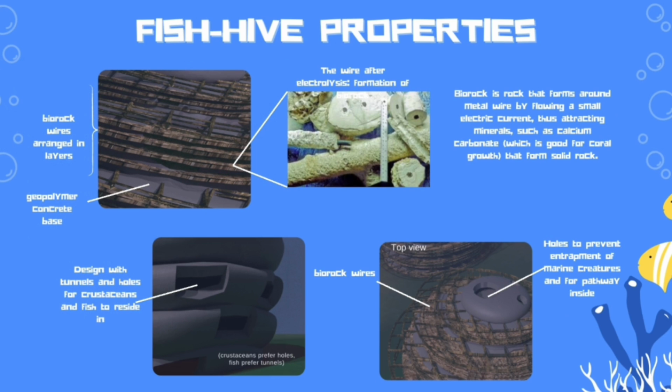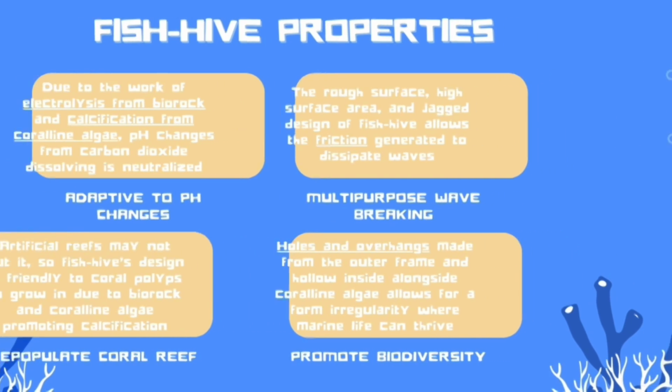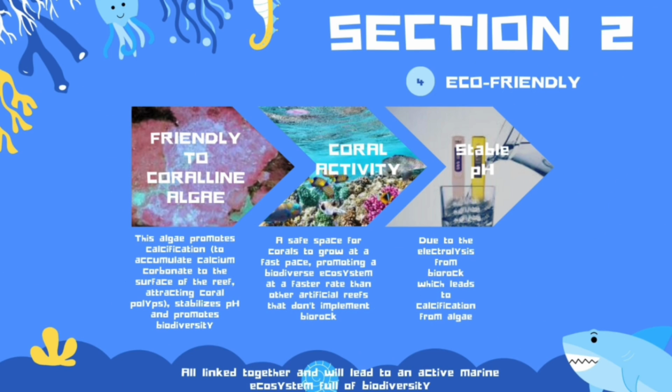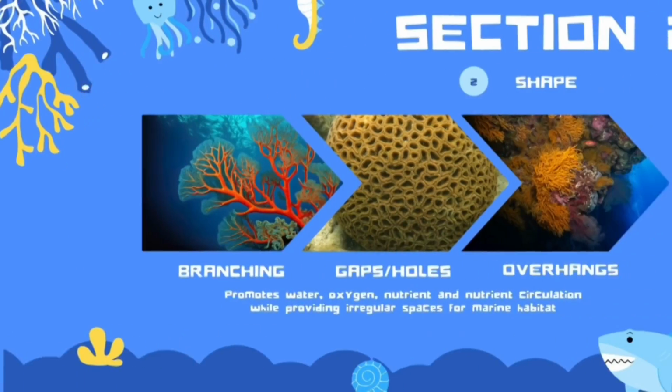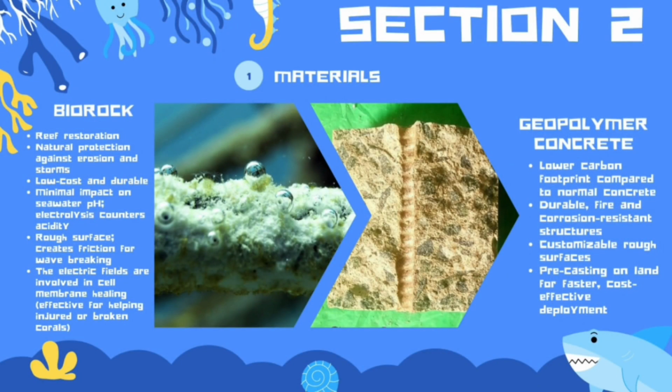These wires are arranged in a layer pattern to create ground for friction for wave breaking. It is built to break ocean waves while remaining friendly to the ecosystem and its inhabitants, as well as protecting coastlines from coastal flooding and other potential damages from the sea. We also decided to use geopolymer concrete as the base of our reef, as not only is it durable and has a rough surface for friction, but it also has a lower carbon footprint compared to normal concrete, which is used in a lot of artificial reefs.